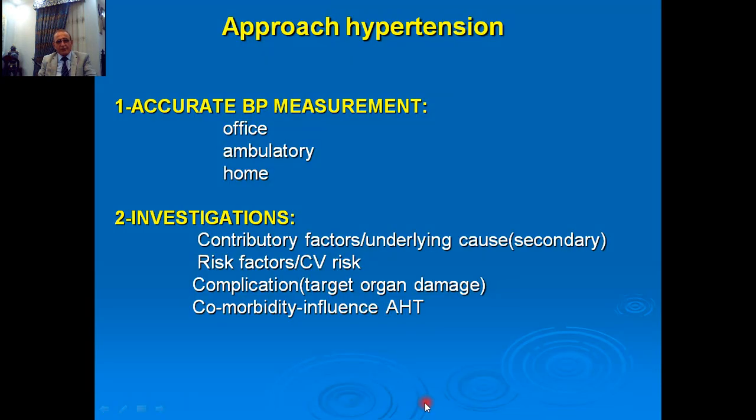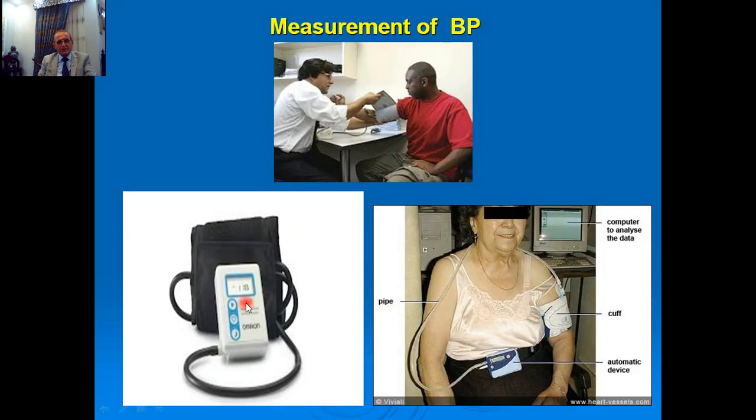Now, how you approach a case of hypertension. The first step is accurate blood pressure measurement, which is office blood pressure, ambulatory blood pressure, and sometimes home blood pressure. And second, arranging for investigations regarding contributing factors, risk factors of cardiovascular disease, and regarding complications like target organ damage and comorbidity. How we approach hypertension, how we detect hypertension by measuring blood pressure.